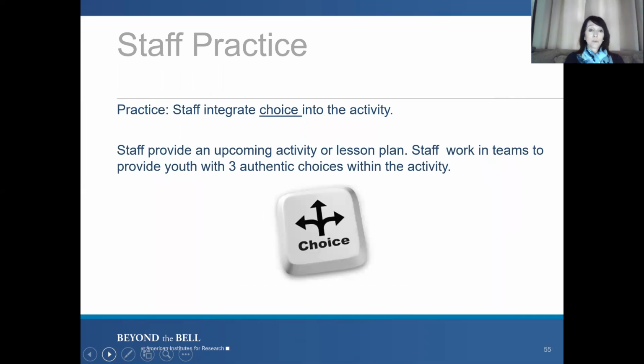Then staff need to practice integrating choice into the activity. So for this in-house training, I would have asked staff to bring an activity or lesson plan into the training with them, one that they were going to be implementing in the near future. I would have staff work in teams to provide youth with 3 authentic choices for the activity that they chose. They can work on one activity or maybe another one if they had time. So I like to have staff work in teams in training because frequently they don't get to do so when they're working with youth, and this is an opportunity for them to work together and put their heads together and come up with some fun and engaging ideas.